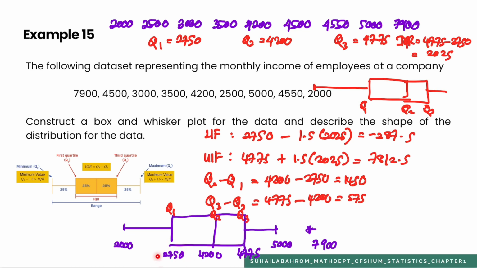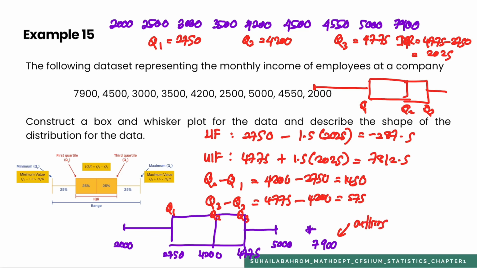But you need to write down the values. So 2750, 4200 for the second quartile, and for the third quartile, 4775. And the maximum value on your whiskers on the right side here is 5000. And 7500 here is your outlier.